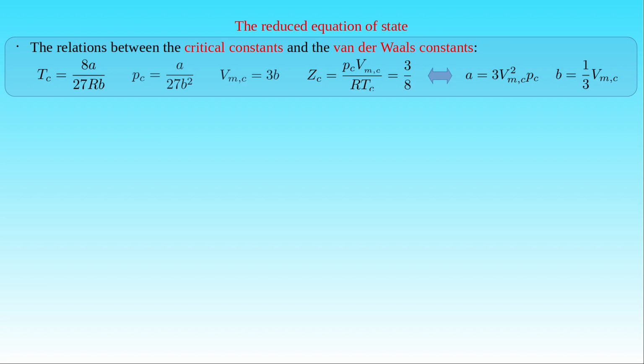The relationships between these two types of constants indicate that the critical constants completely determine the properties of a real gas in the van der Waals approximation, and they can be used to specify the behavior of the given real gas instead of the van der Waals constants.